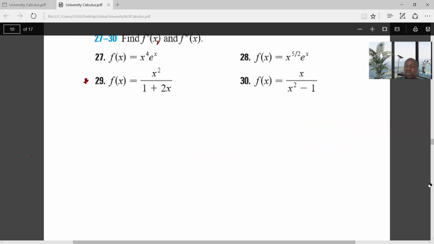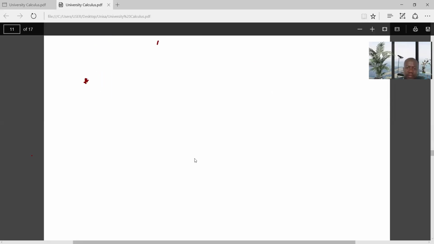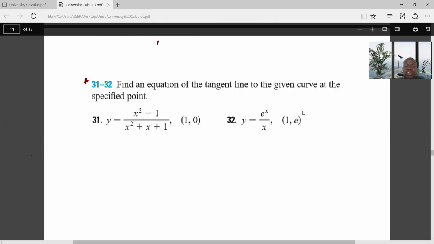You can also try to do number 28 on your own. Okay, let's now move on. The next question, I believe this is the last one, says: find the equation of a tangent to the given curve at a specific point.